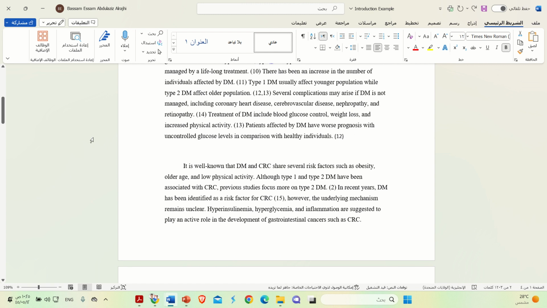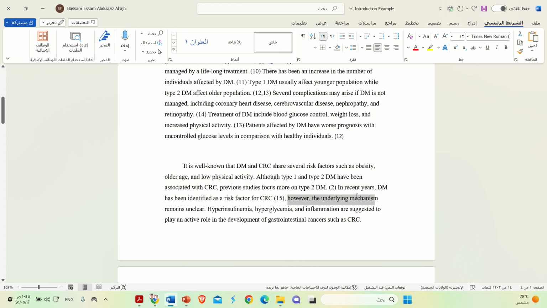Then in the third paragraph, I talk about how the two connect with each other. So it is well known that they both share several risk factors, like obesity, older age, and low physical activity. And although diabetes in general is associated with colorectal cancer, some studies showed that it's more associated with type 2. Then I talk more about how they're connected. And here I mention a very important thing.